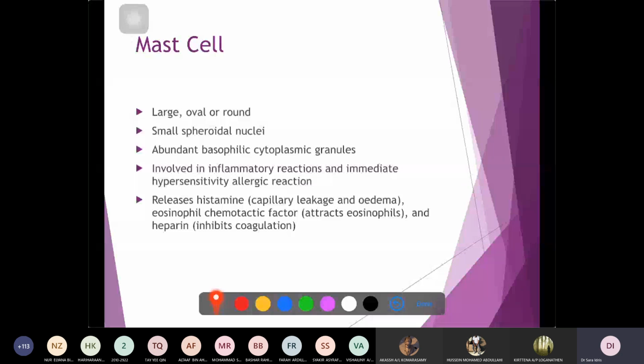We'll move on to mast cells. We have a few extrinsic or wandering cells that we need to cover. Next is mast cells.